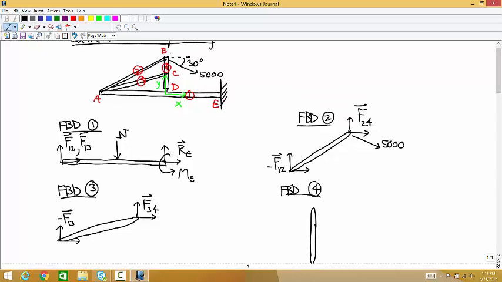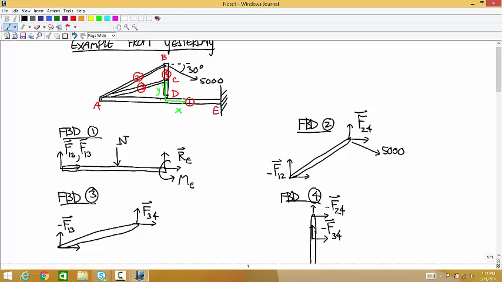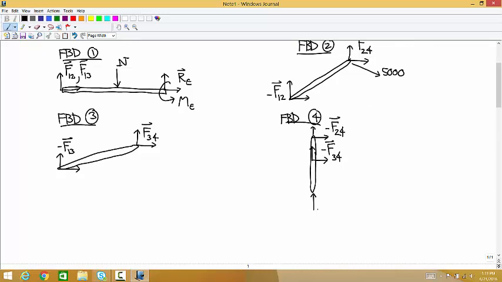The pin is not part of member 4, so that 5,000 isn't acting on 4. The pin is touching member 4, so that's the force on 4 by 2, because the pin is part of 2. So that's negative F24. At C, you have the force on 4 by 3, which is negative F34. And then at the roller, member 1 is pushing up on the member, so we have N.